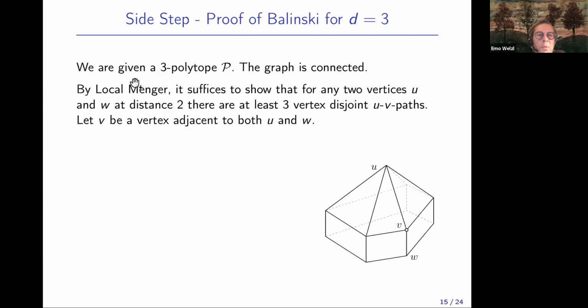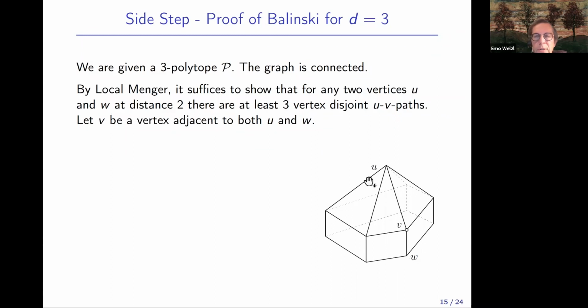So let's see, what do we have to prove? We are given a 3-polytope P, like the one you see here. We know that the graph is connected, and we want to show that it is 3-connected. So by local Menger, it suffices to show that whenever you have 2 points U and W at distance 2, like here, they have at least 3 vertex-disjoint UW paths. So you find 3 paths from U to W which are pairwise vertex-disjoint.